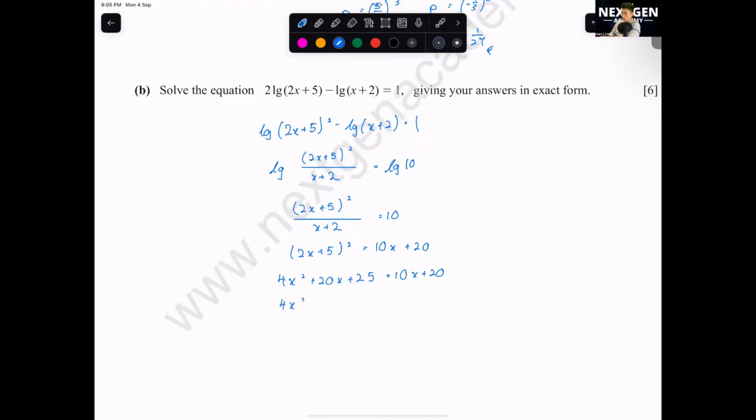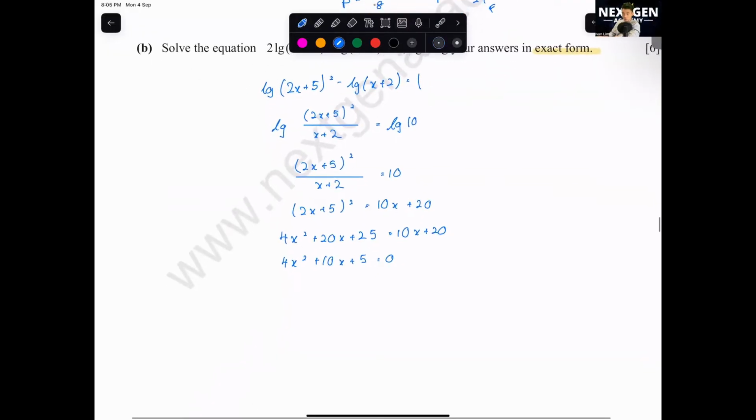Then 4x squared plus 10x plus 5 equals 0. Okay, you do until here already. Go use your calculator to check. But you all should see there are some clues here. They say in exact form, so most likely it will be an irrational number. So just use your calculator to check it, but you still need to show the steps to get the full marks.